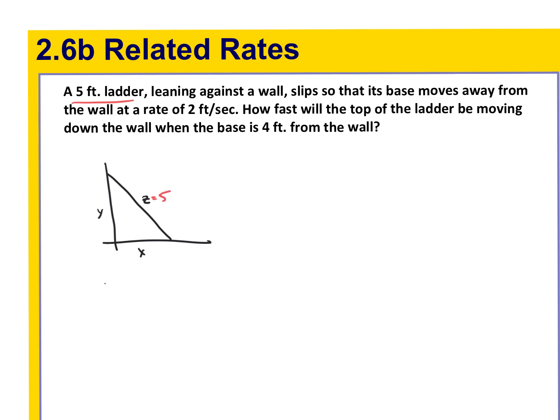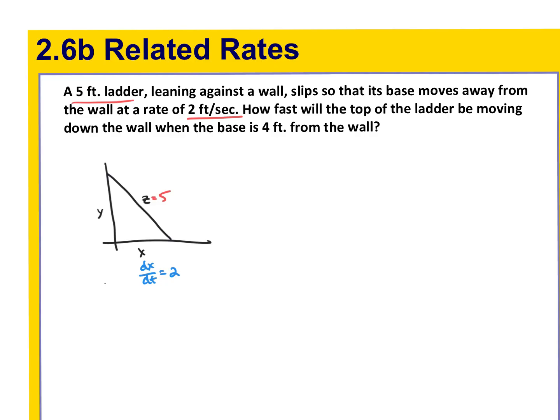And then it says it's leaning against the wall, so that the base moves away at a rate of 2 feet per second. So what did that give me? It's a rate. And so now what is that? That's not X, but what? dx dt. It is the rate at which X is moving. And is it positive or negative 2? It's positive because X is getting larger. It's moving away from the wall.